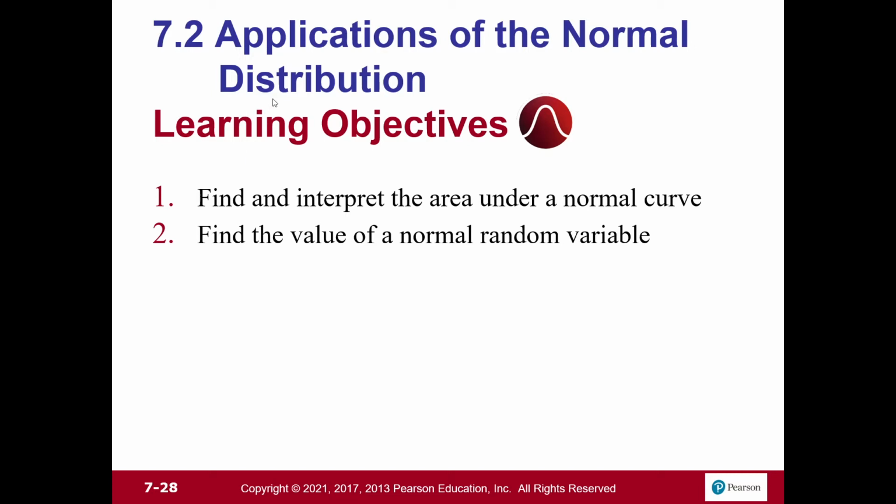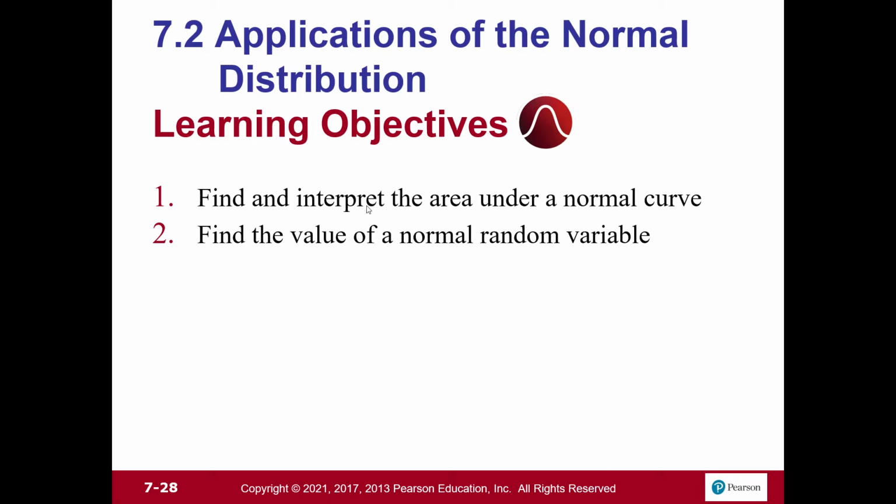Applications of the normal distribution, and this is really the meat of the chapter. This is the section that you must master. This is the section that makes chapter 7, and most of the problems on the quiz and the final will come from 7.2. So you do want to spend some time and really understand it, and you want to be able to do it in multiple ways as well. You want to be able to use a table, you want to be able to use technology, and you want to be able to do it using multiple different kinds of technology.